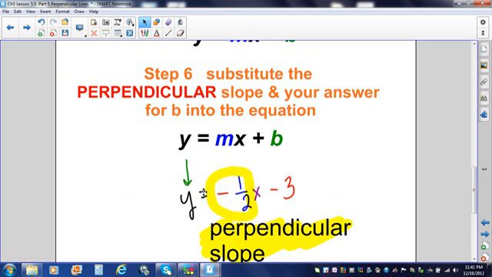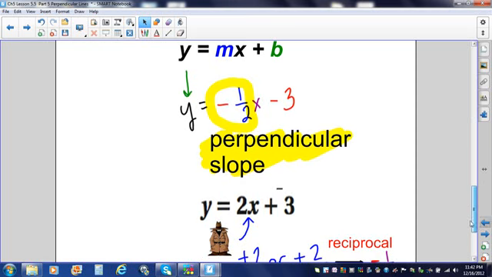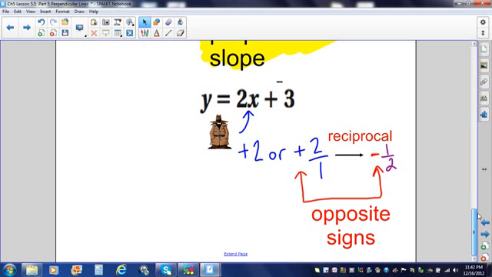Y equals negative 1/2 x. Negative 1/2 was my perpendicular slope. B we solved for as negative 3. We say that y equals negative 1/2 x minus 3 is perpendicular to y equals 2x plus 3. Notice my slopes. One is negative, the other one is positive. The reciprocal of 2, or 2 over 1, would be 1/2. Remember that they have opposite signs.